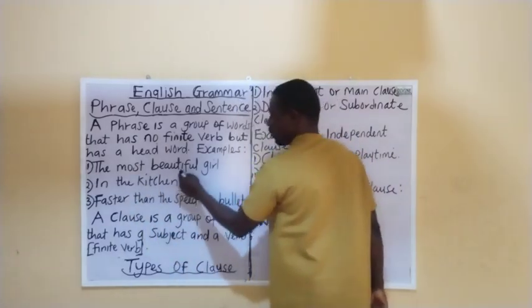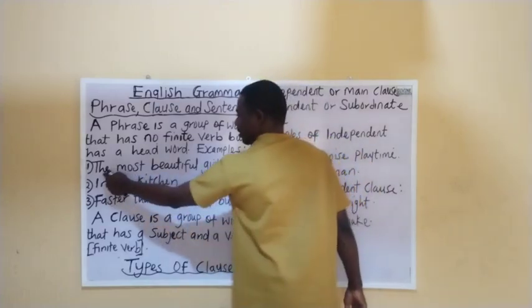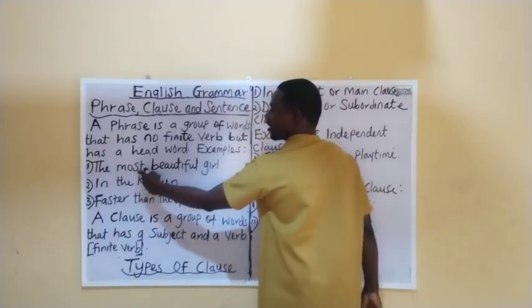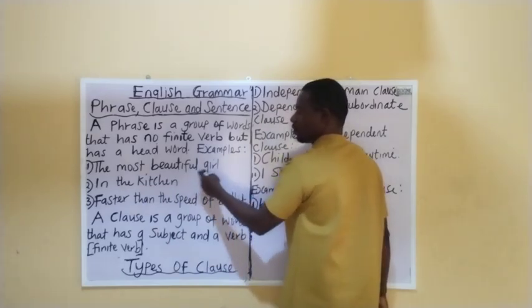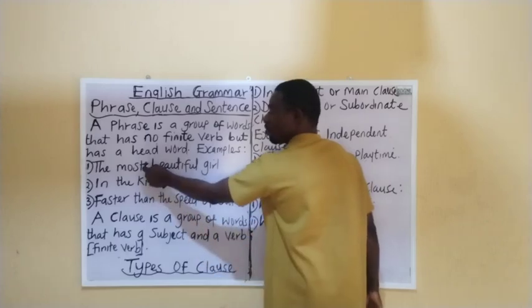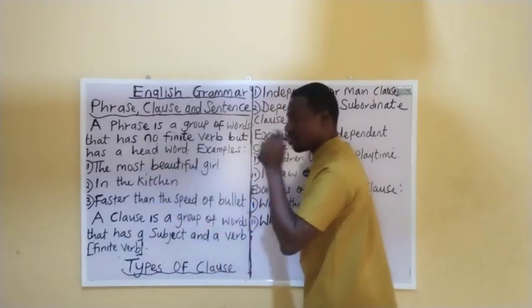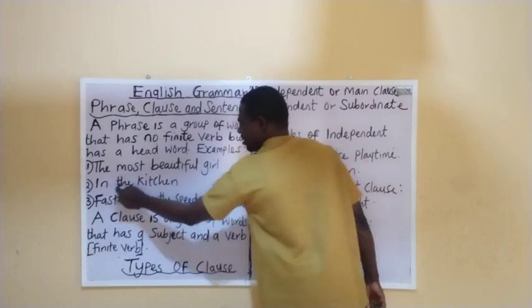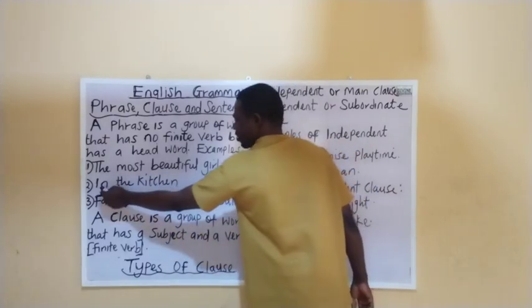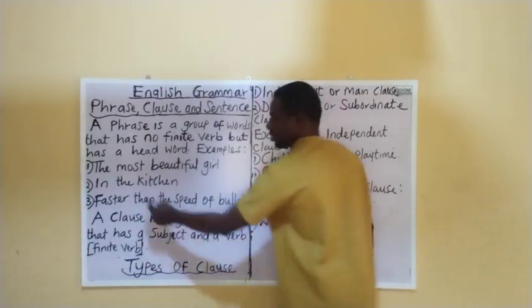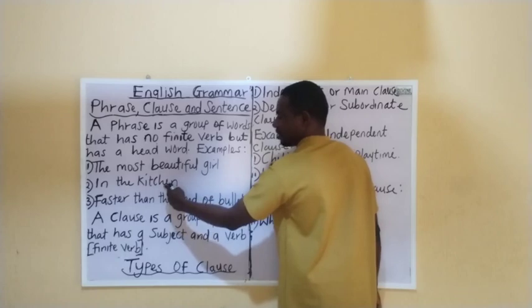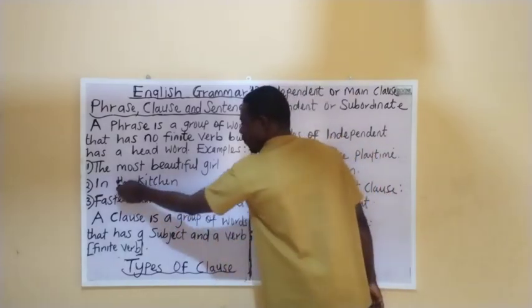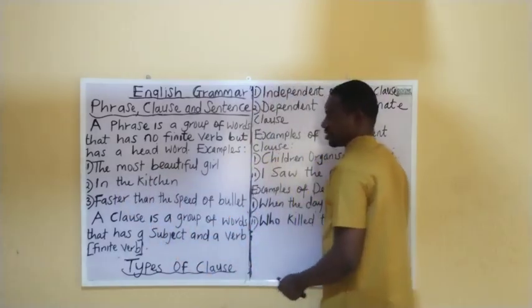The most beautiful girl. The is a determinant, most is an adjective, beautiful is an adjective, girl is the head word. So this is a noun phrase, no finite verb. In other words, no verb. Two, in the kitchen. In here is a preposition acting as the head word. The is a determinant, kitchen is a noun. So no verb, hence a phrase.